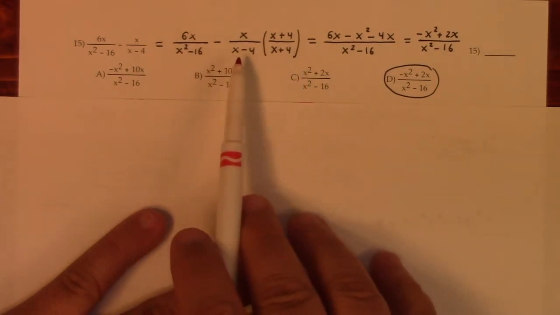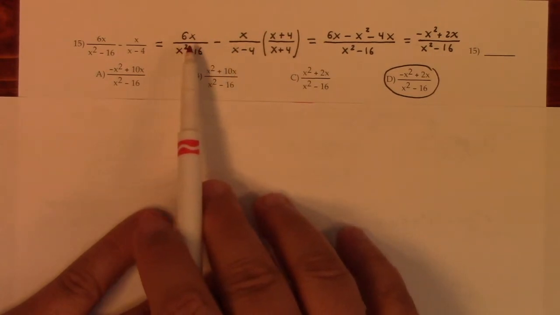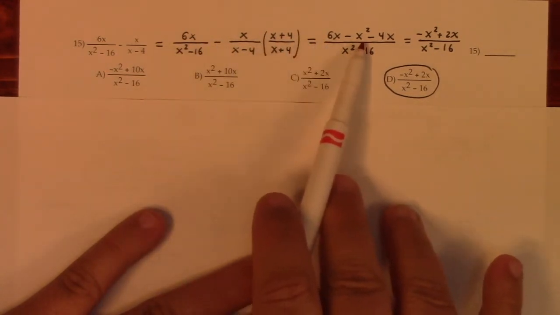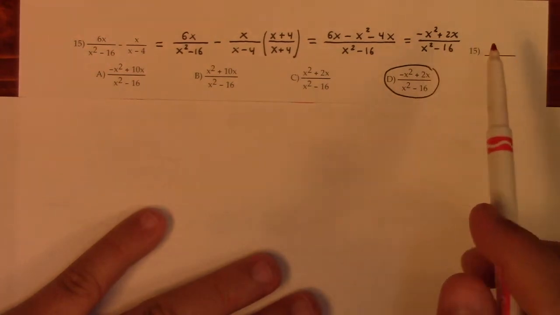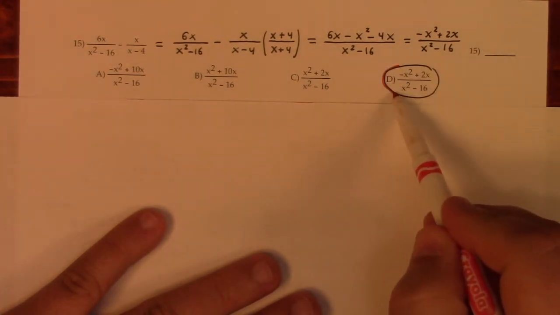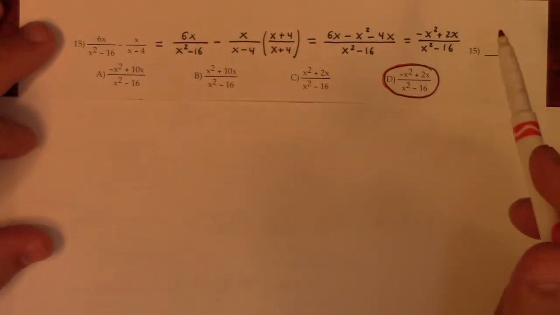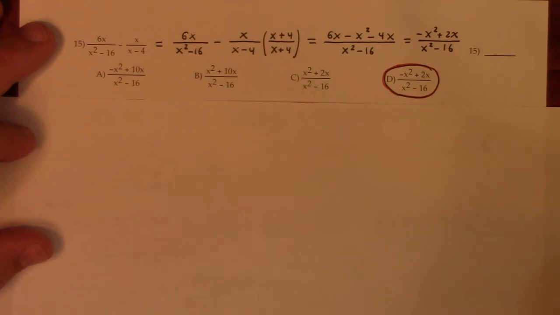Then I have a common denominator of x squared minus 16, and that leaves me with 6x minus x squared minus 4x. Simplifying, I get minus x squared plus 2x over x squared minus 16, which happens to be D. If you had used the cross multiplication trick here, you would have had a hard time seeing the answer was D because you would have had to simplify a bunch of stuff, all right?